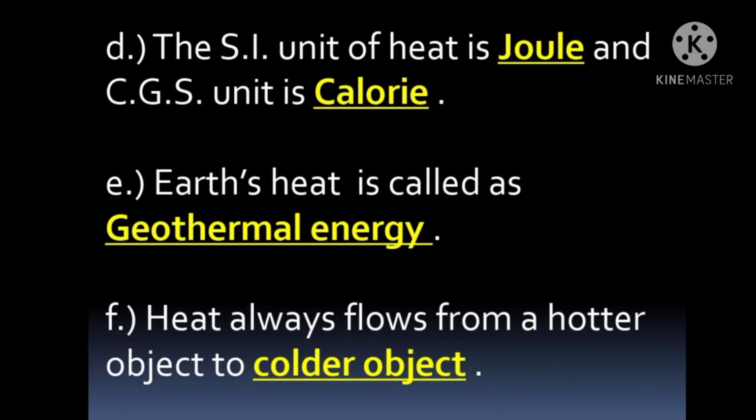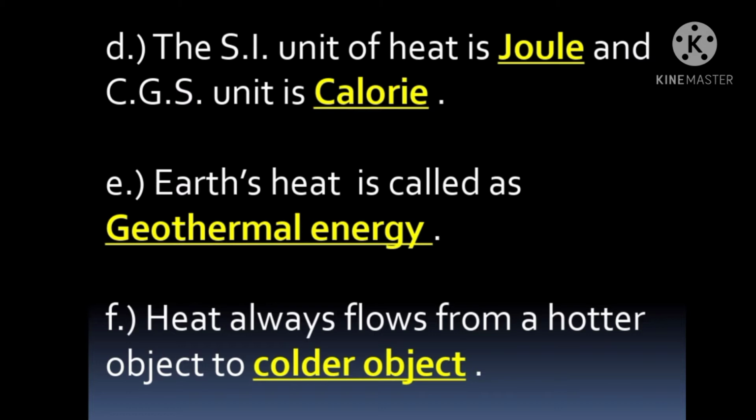Fourth one, the SI unit of heat is dash and CGS unit is dash. So students, heat has two units. We know first in SI and second is CGS. So the SI unit of heat is joule and CGS unit is calorie. The answers are joule and calorie. Fifth one, Earth's heat is called as dash. So the answer is geothermal energy. The earth's heat is known as geothermal energy.